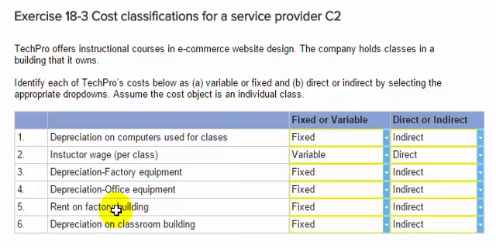And then we've got rent on factory building. Well, that would be fixed because it doesn't go up and down with volume, and since it's not a material or a labor, then it's going to be an indirect cost. And then depreciation on classroom building. This would be fixed because depreciation doesn't go up and down with the number of classes you have. It's going to be there whether you have the classes full or whether they're empty. And since it's not a direct material or a direct labor, then it's going to be an indirect cost because it's factory overhead.